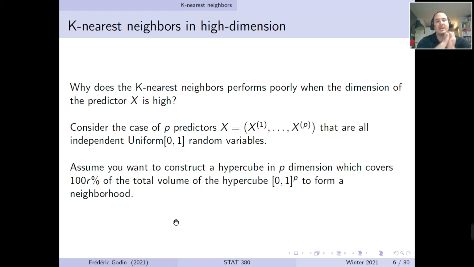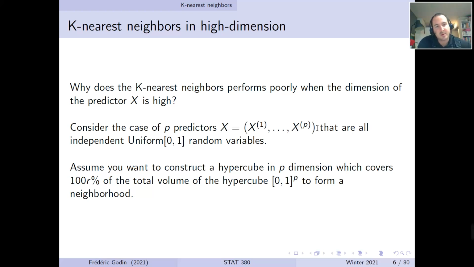Why is that the case? Why does k-nearest neighbors tend to perform poorly when the dimension of the predictor space is high? Well, let's provide an example. Let's say we have p predictors, so the vector of explanatory variables consists of x1 until xp, and let's assume that all of our predictors are independent uniform 0, 1 random variables. So x1 is between 0 and 1, xp is between 0 and 1, etc.